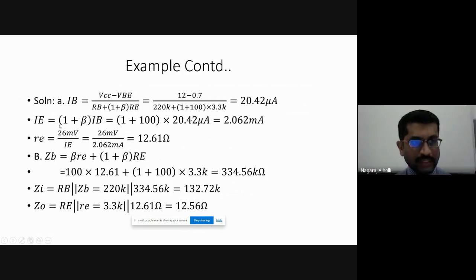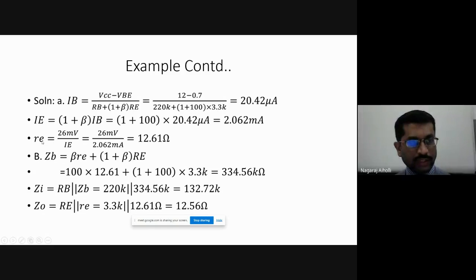Then IE is equal to (1 plus beta) into IB. Here 1 plus beta is 101, multiplied by 20.42 microampere. If we solve this, 101 multiplied by 20.42 microampere gives 2.062 milliampere. We found the value of IE.